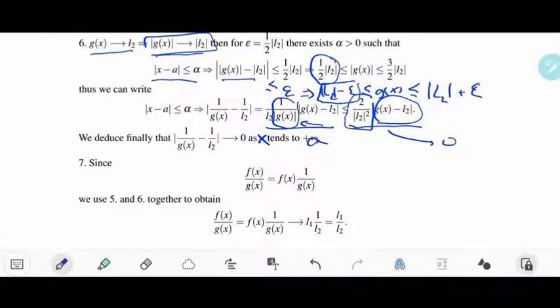And for the 7th property, we will use the 5th and the 6th property, saying that f of x over g of x is a product of this one times this one, and we have the property for the product, which will give us the result.